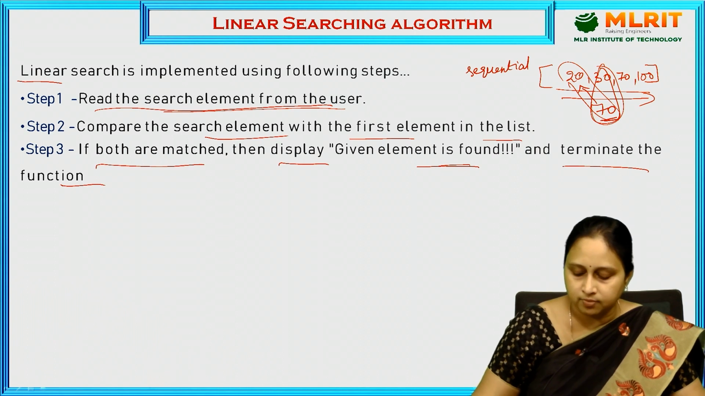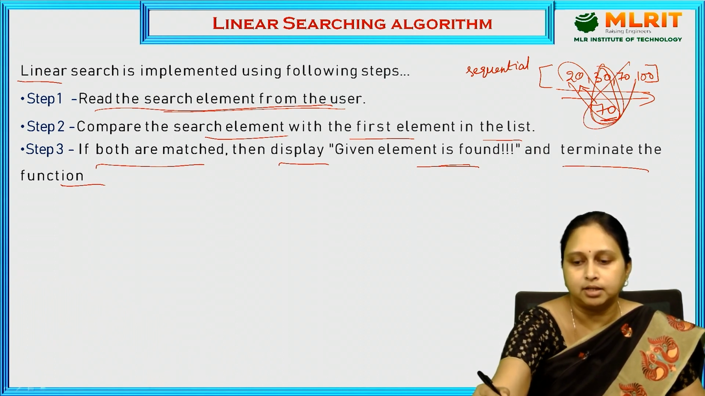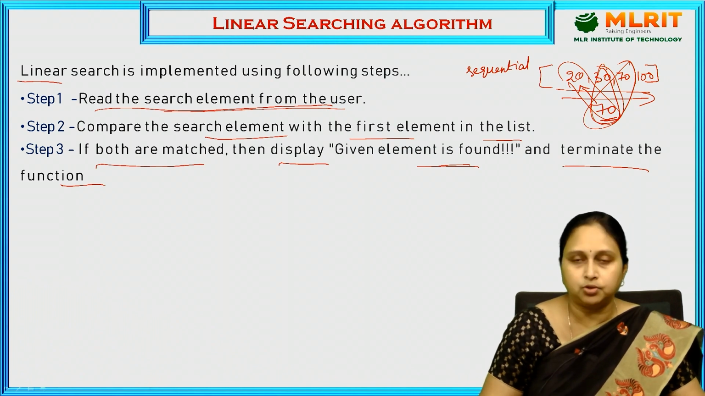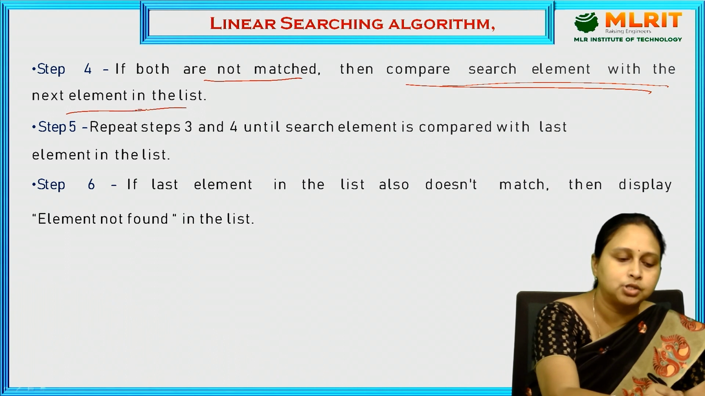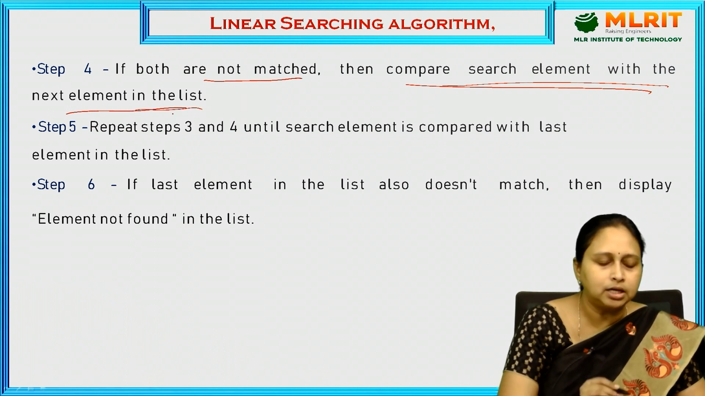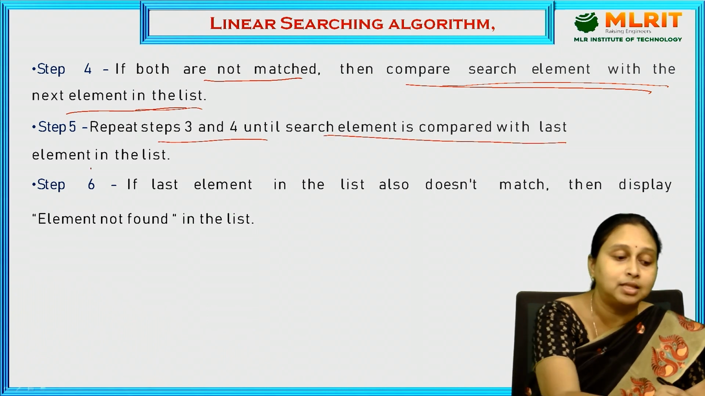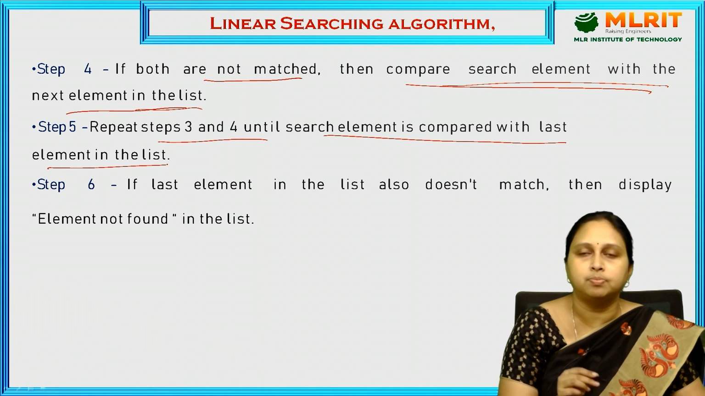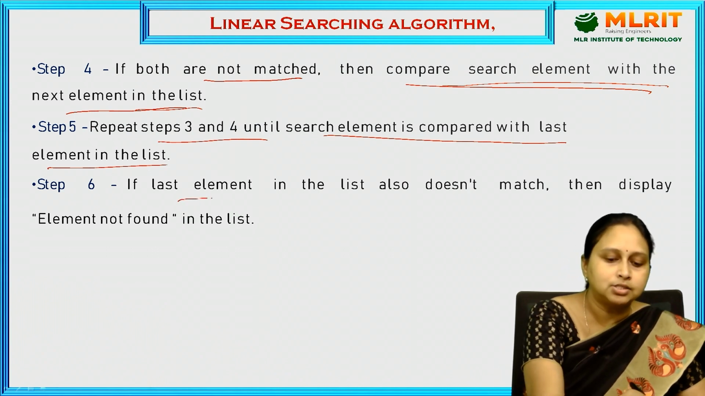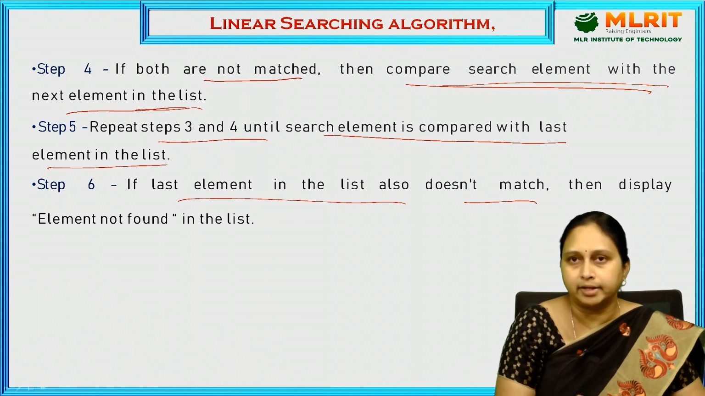That's why again we are going to compare with the next element in the list. The next element is 70. Yes, now both are matching, so we can terminate. Now, you see, compare the search element with the next element in the list. This process has to be done. Repeat step 3 and step 4 until the search element is compared with the last element in the list. Until the last element, we have to repeat this process. If the last element in the list also does not match... here I found a match, right?